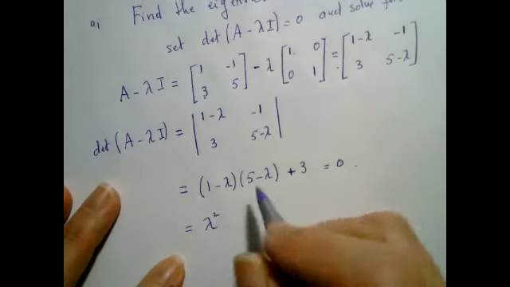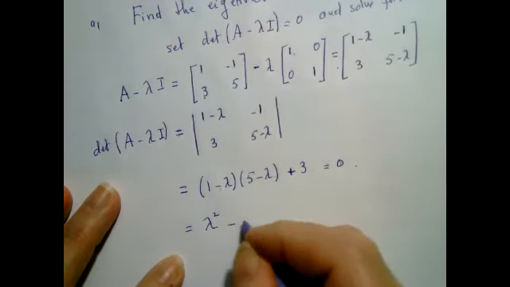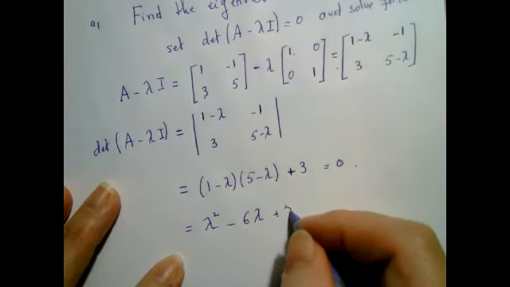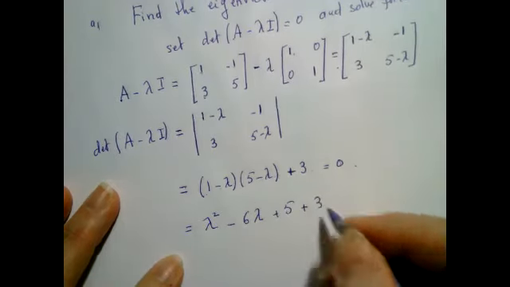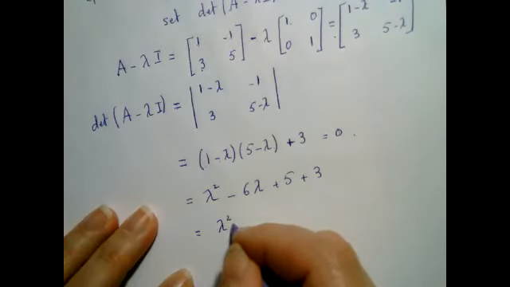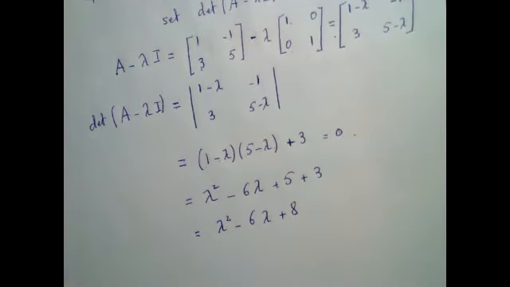So it's going to give me lambda square minus lambda minus 5 lambda. This will give me minus 6 lambda plus 5 plus 3. So this will give me lambda square minus 6 lambda plus 8. So that's the determinant. Now I need to set this equal to 0 and solve.